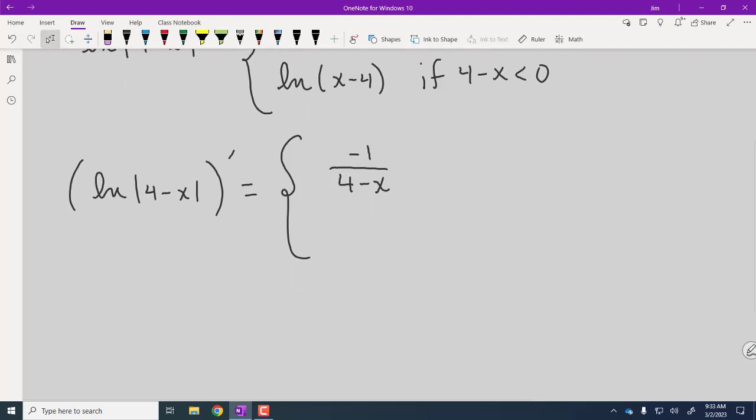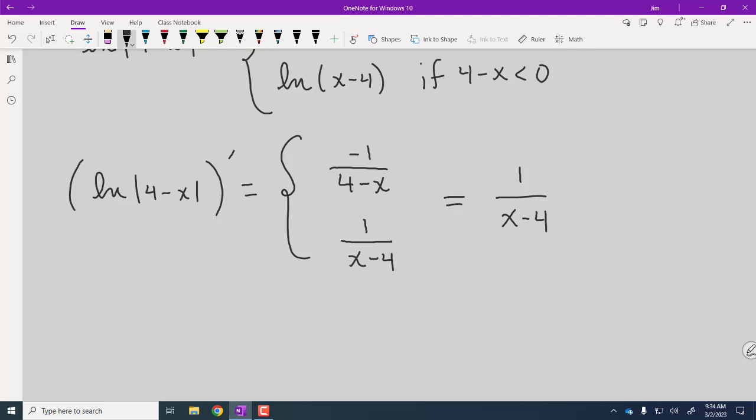Now let's take the derivative of this second one. 1 over the inside multiplied by the derivative of the inside. The derivative of the inside is just 1. So we get that. Aren't those the same? If we take this -1 right here and we push it into the denominator, we will end up with 1 over x minus 4. So those are the same.